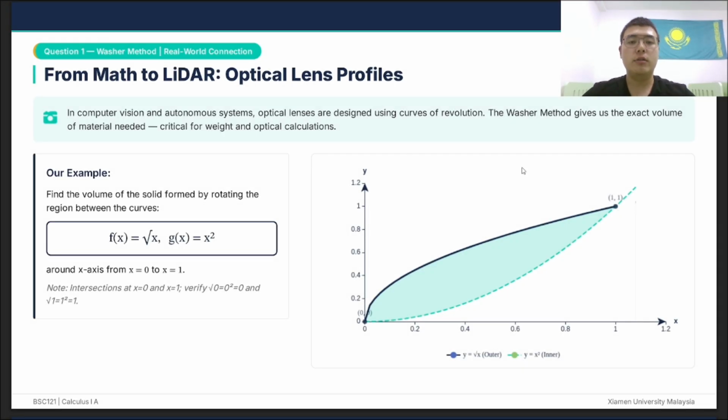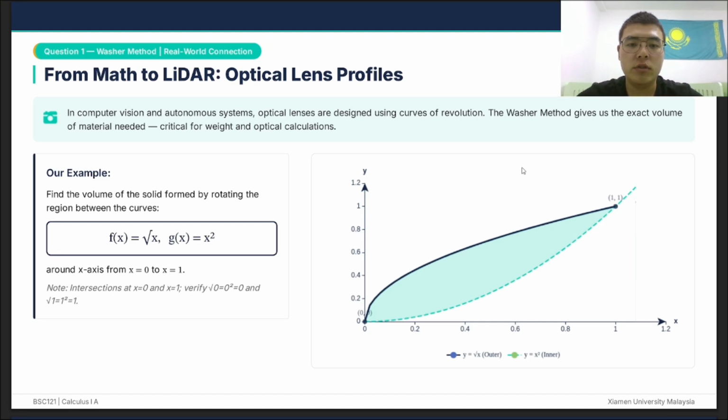This isn't just a textbook exercise, it has significant real-world connections, for instance in the design of optical lenses for LiDAR systems, which are crucial for autonomous vehicles and computer vision. The precise volume of the lens is critical for calculating its weight and optical properties. The shape of a lens is often a curve of revolution. Our example demonstrates this beautifully.